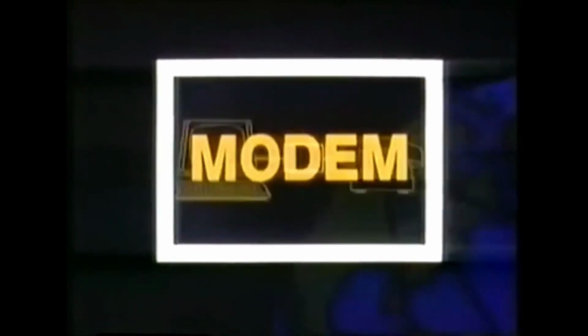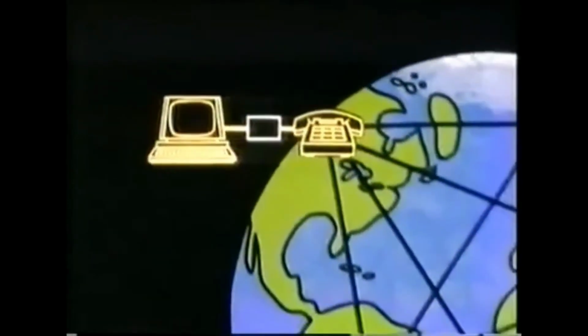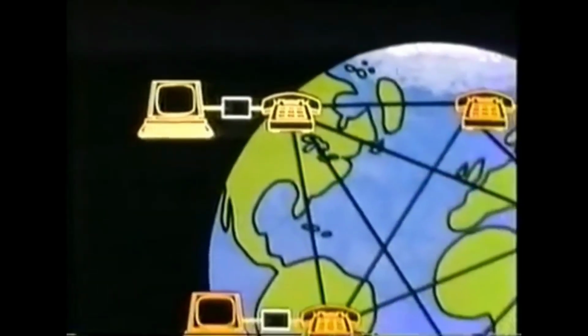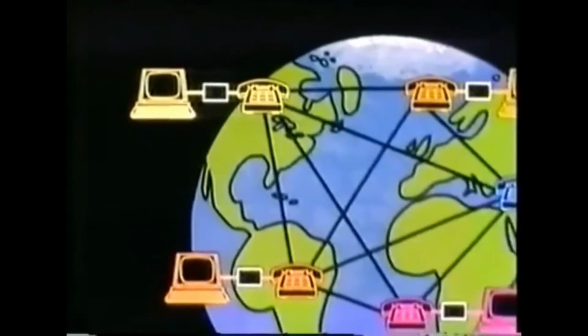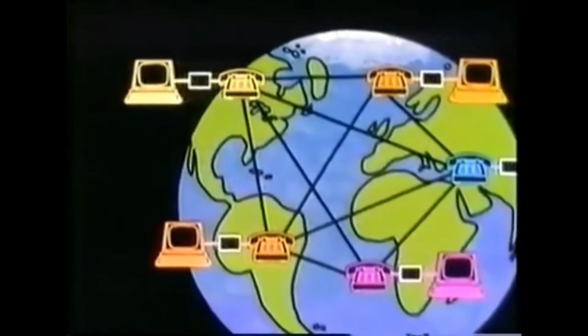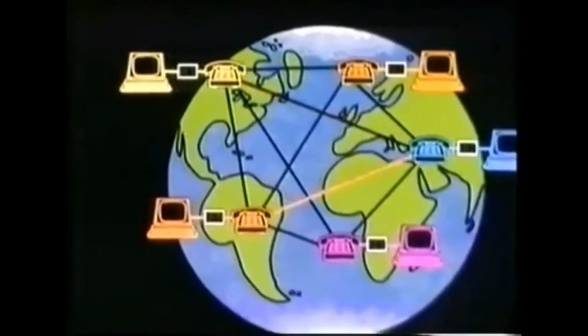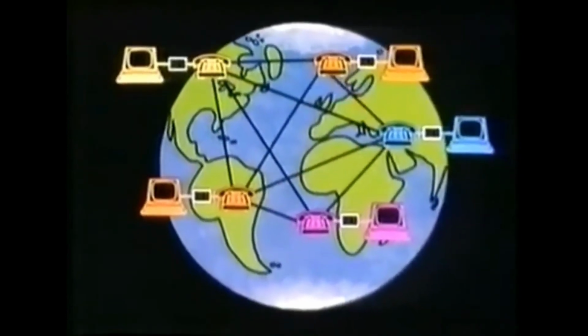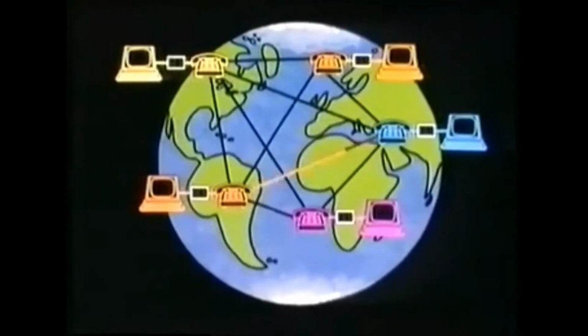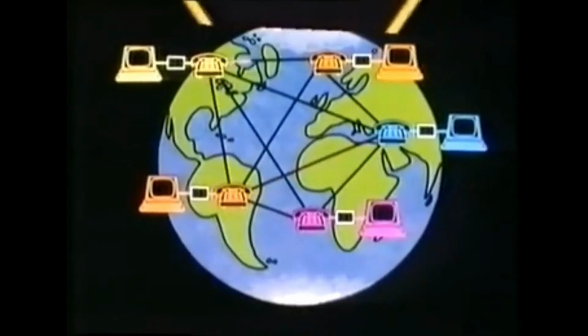But when the two devices are combined into one device, that is called a modem. MO stands for modulator and DEM stands for demodulator. So with the help of a modem, one computer device can communicate with so many computer devices through telephone lines.